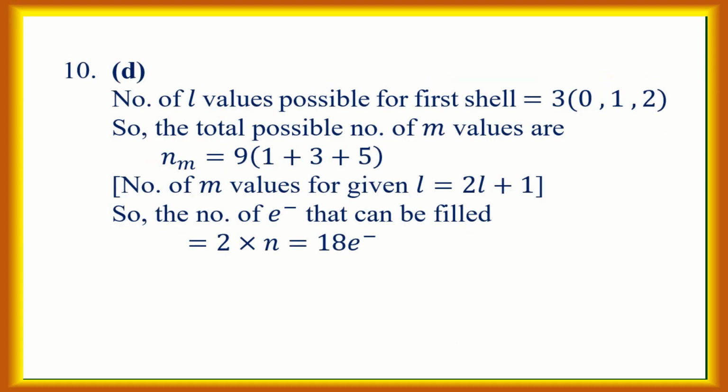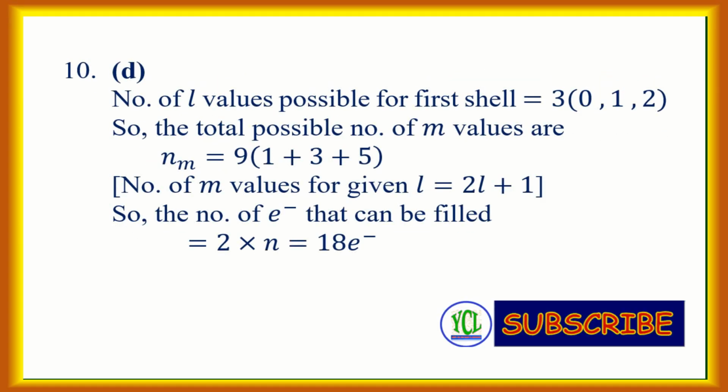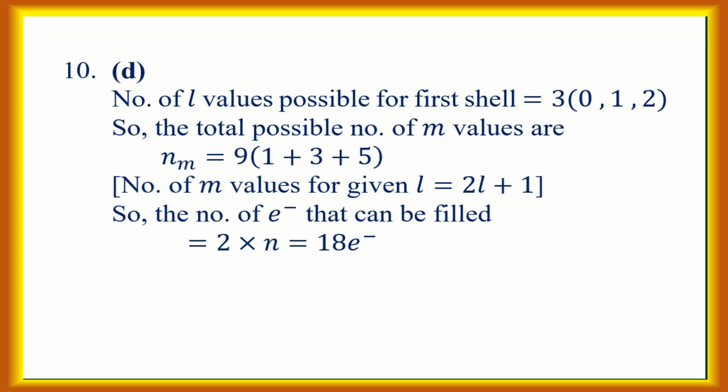n equals 3, the number of l values possible for the first shell is 3, that is 0, 1, 2. So the total possible number of m values is 9, that is 1 plus 3 plus 5, and the number of m values for a given l is 2l plus 1. So the number of electrons that can be filled is 2 into 9 equals 18 electrons. So it is clear now, and thank you everyone.